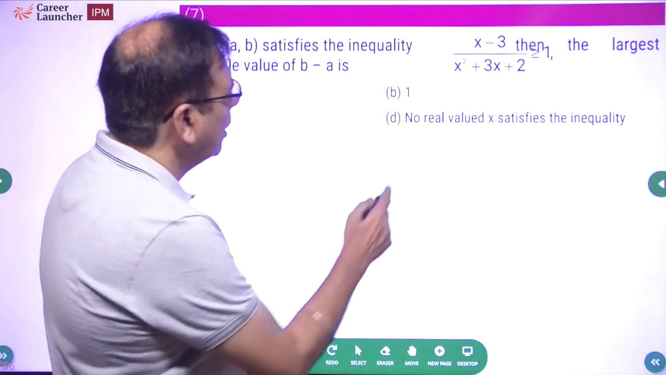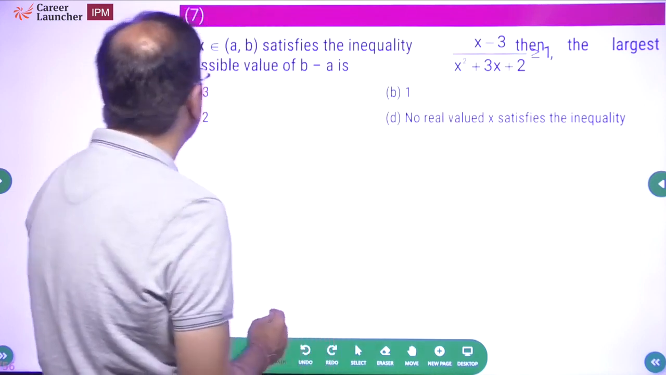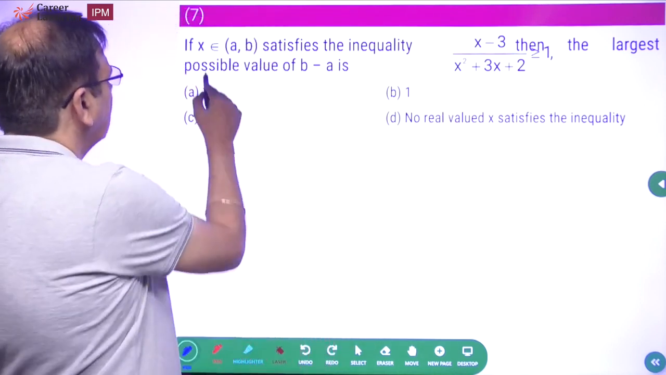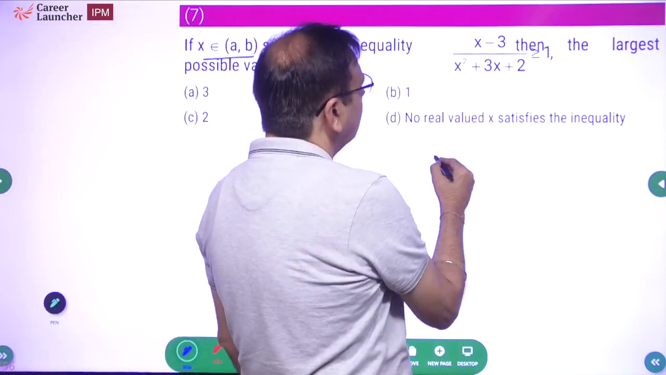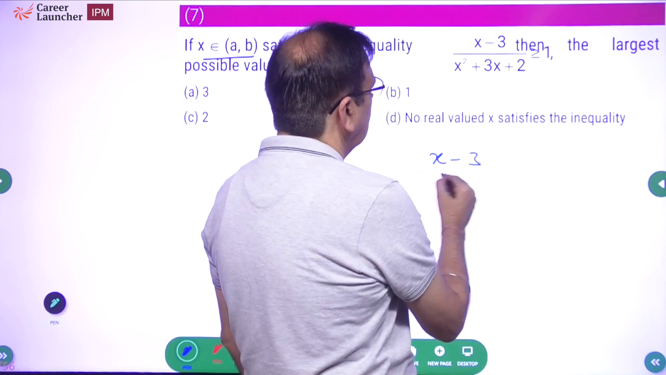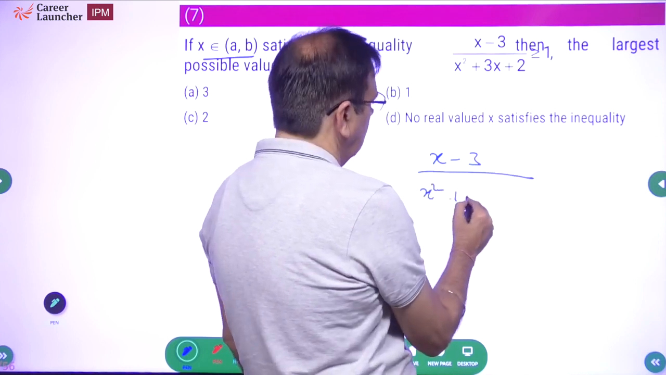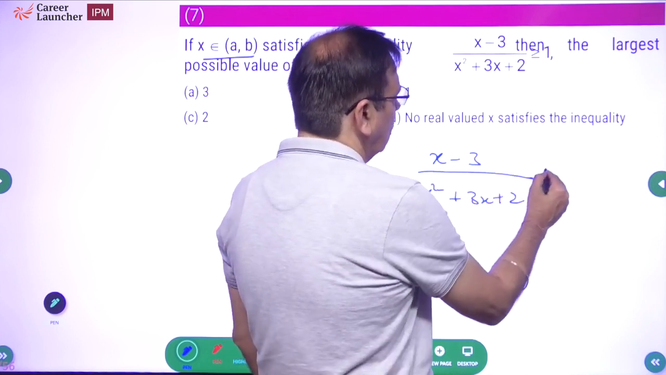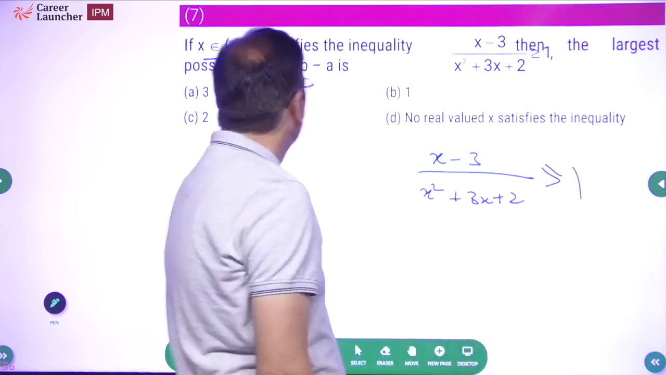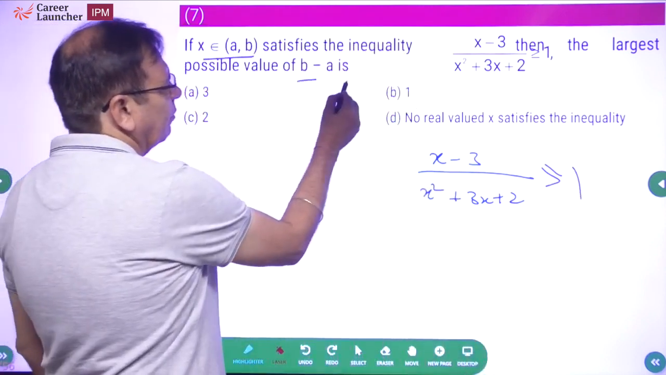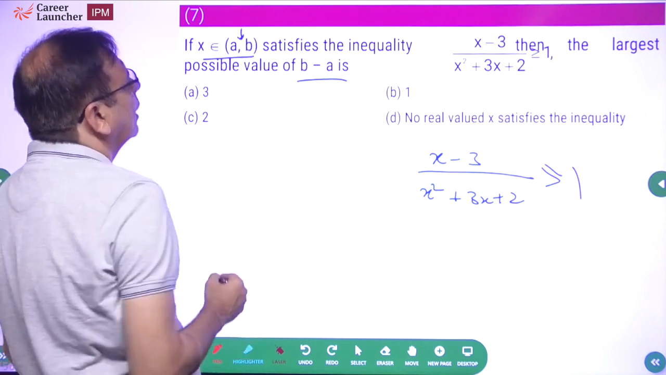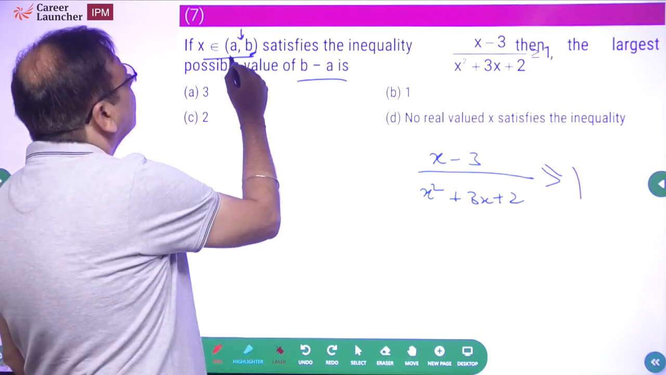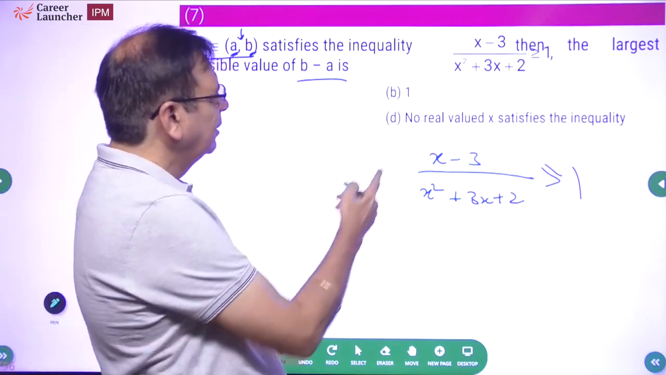There seems to be some issue, but I'm sure you'll be able to understand the question. If x belonging to AB satisfies this inequality, I'll just write it down for your benefit: x square plus 3x plus 2 greater than or equal to 1. We want to find the maximum possible value of b minus a. So the highest possible value of b and the smallest possible value of a.